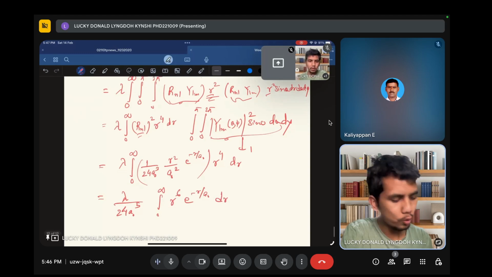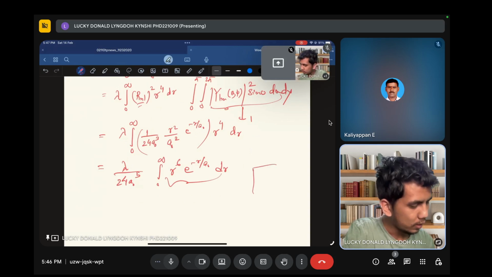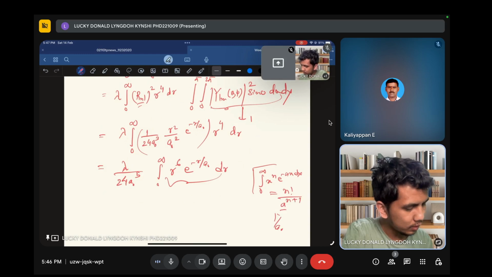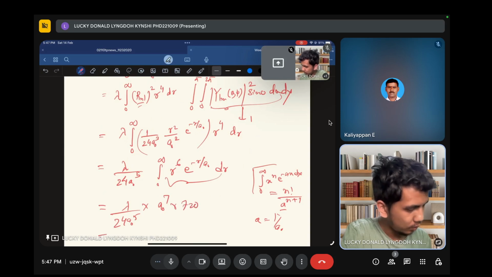Again, here also you use the same integration. You encounter the same integral, which is the integral from 0 to infinity of x to the power n e to the power minus a x dx, which is equal to n factorial divided by a to the power of n plus 1. But a here is simply 1 by a naught, because it is this term here, 1 by a naught. So you will get lambda by 24 a naught 5 into a naught to the power 7 into 720. You will get 30 lambda a naught square.